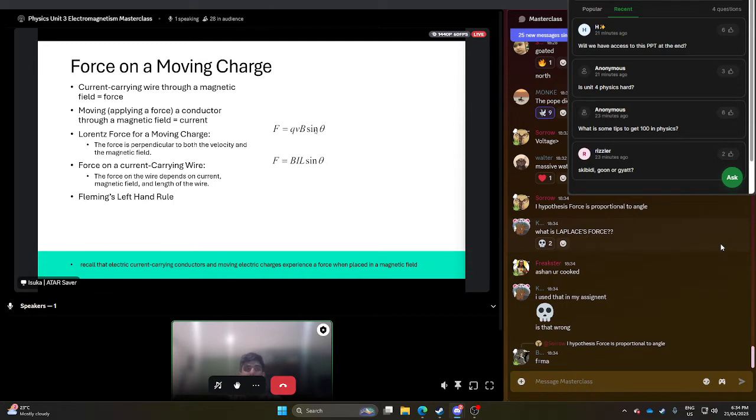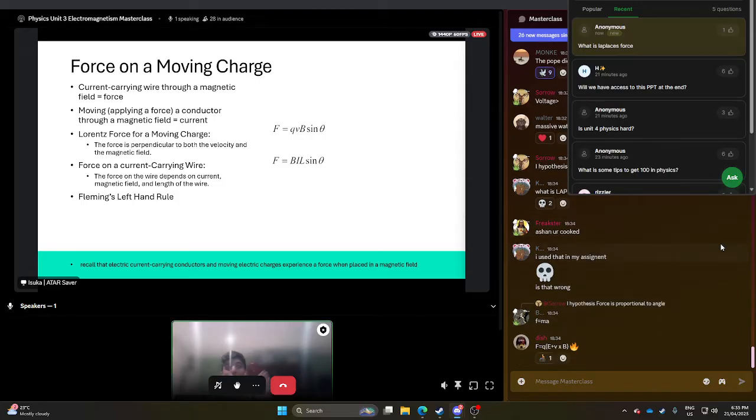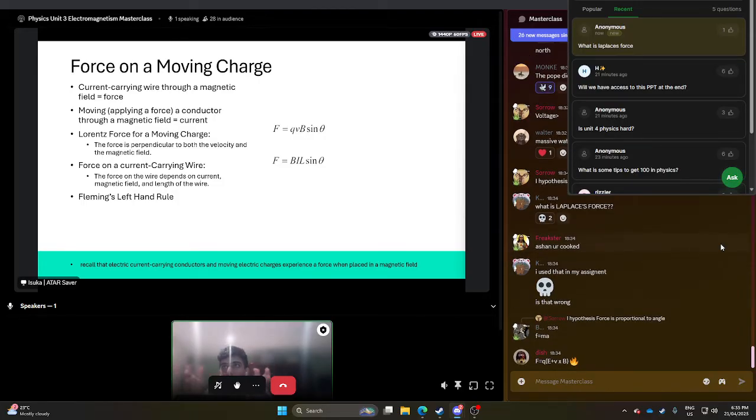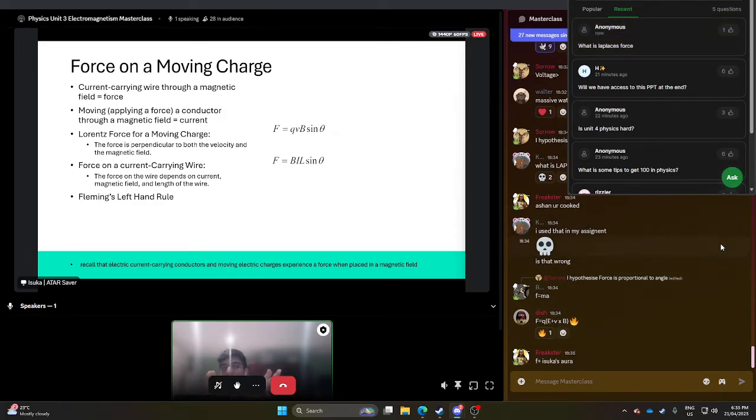For those who are doing specialist maths, think of these as all vectors at the end of the day. It's basically the cross product, because at the end the force is a vector, right? Magnetic field strength is a vector, and velocity is a vector. So technically you have the cross product of the two, which is why you have sine theta. For those people who do specialist maths, that's a really interesting thing because you will be covering forces in specialist maths as well.